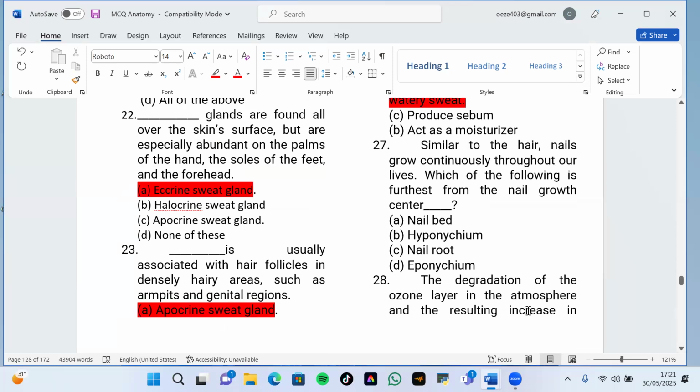Similar to the hair, nails grow continuously throughout our life. Which of the following is furthest from the nail growth center? A, nail bed. B, hyponychium. C, nail roots. D, eponychium. The correct answer is B, hyponychium.